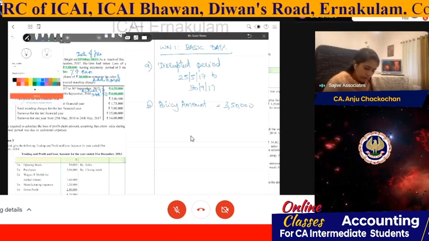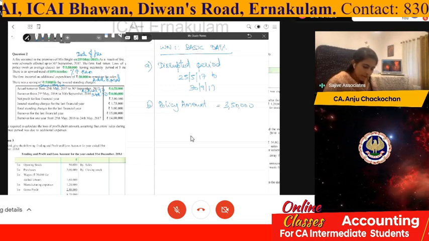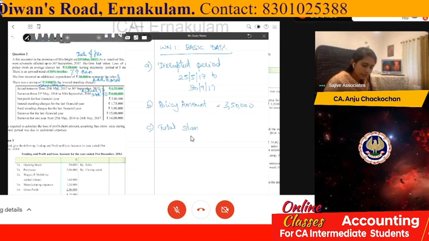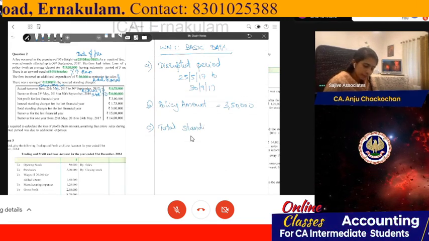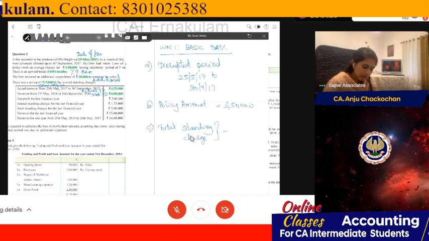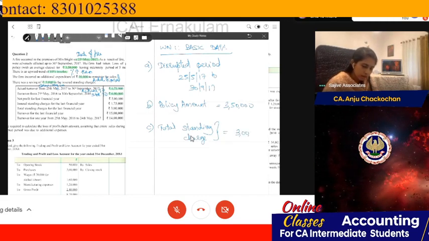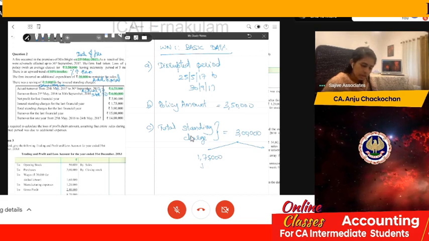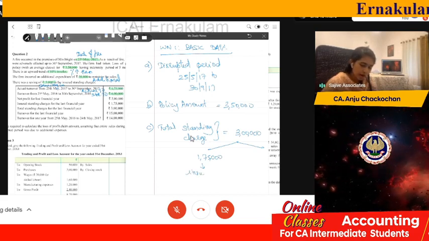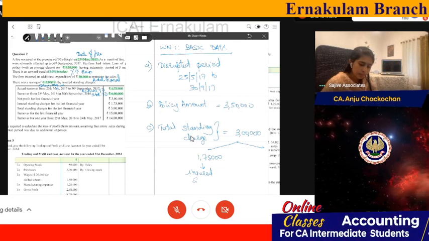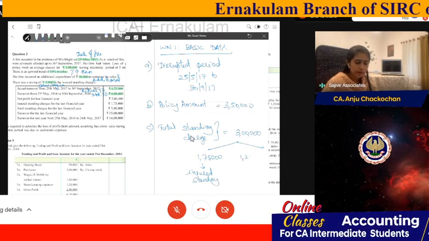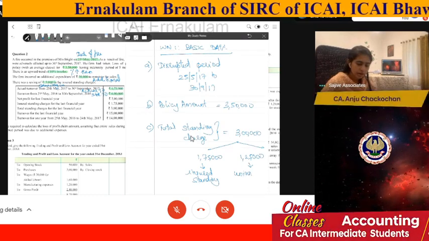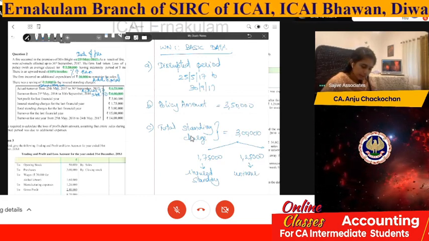So there makes the requirement for our step C, which is uninsured standing charges. Total standing charges happen to be 3 lakh and 1,75,000 is the insured standing charges. So obviously 1,25,000 happens to be our uninsured standing charges.